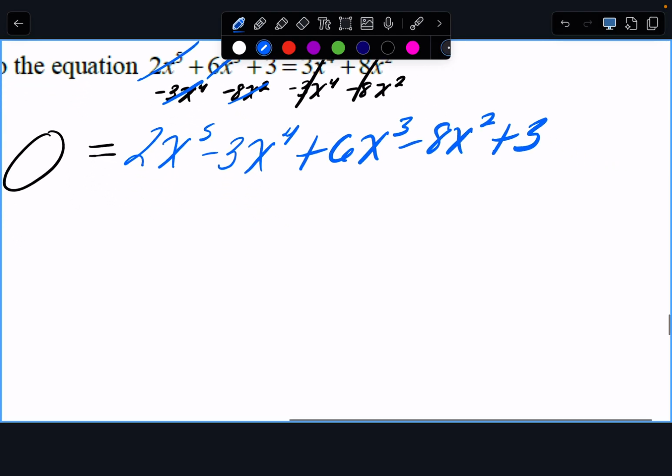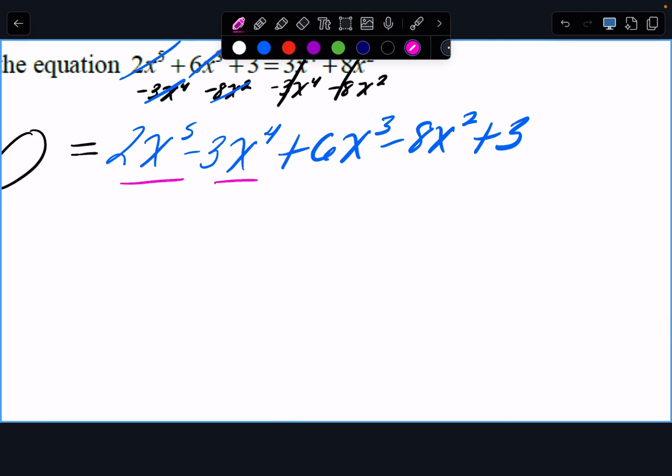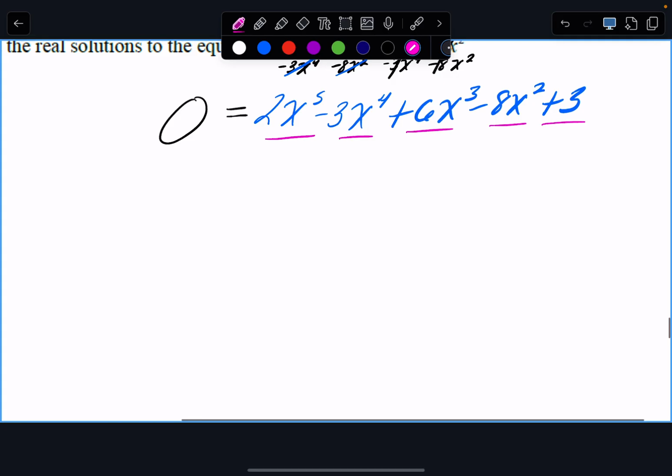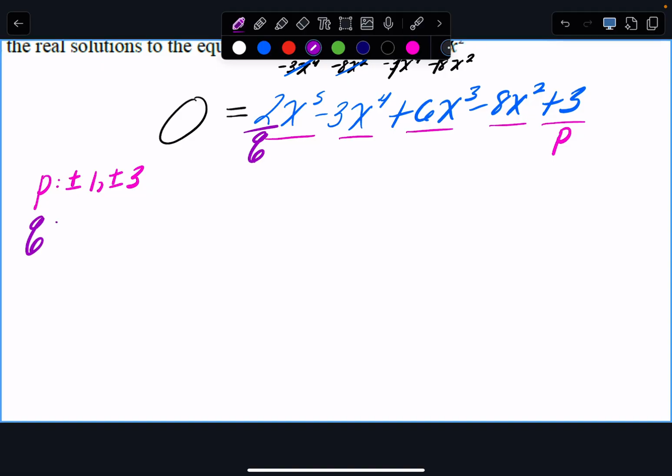This should be what you would say to yourself. Okay, I need to solve this. And there's 1, 2, 3, 4, 5 terms. So there's no method other than P over Q that I know how to do. So list out factors of P. Things that multiply to be 3 are plus and minus 1, plus and minus 3. List out factors of Q. Q is our leading term's coefficient, plus and minus 1, plus and minus 2. Divide all your P's by all your Q's.